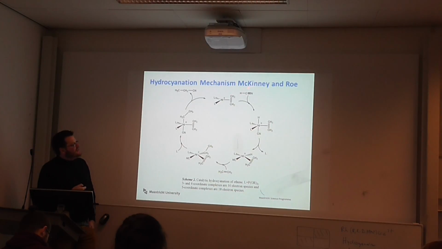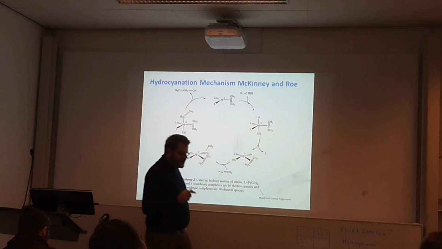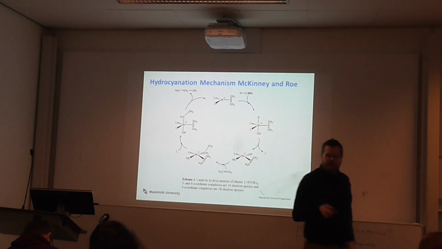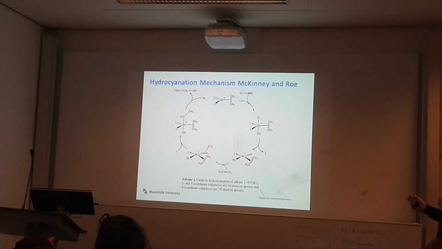So it sees HCN gas, which is floating around in the reactor, and we have an oxidative addition reaction. We now have how many valence electrons? Correct, 18. Now this process has been, as I said, studied very carefully during low temperature NMR experiments and in situ studies, particularly by McKinney and Rowe.